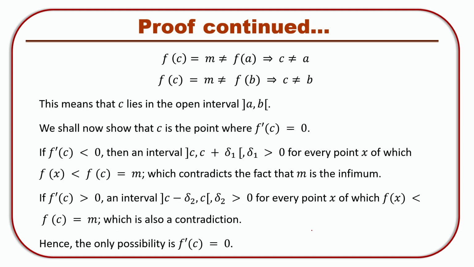So that f(c) equal to m and that is not equal to f(a), right? So that means c does not equal a. f(c) is equal to m, that does not equal f(b). That means c is not equal to b. So we had proved that the point c is not going to be the end point if we take infimum and supremum unequal. And if we take supremum and infimum equal, that means the function must be constant.